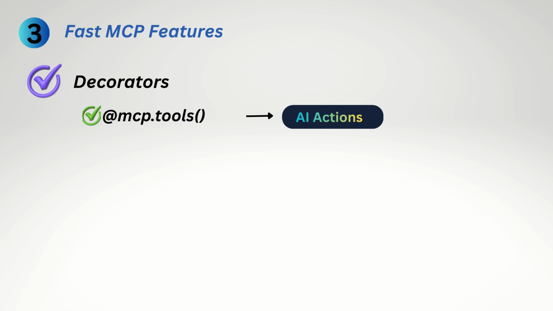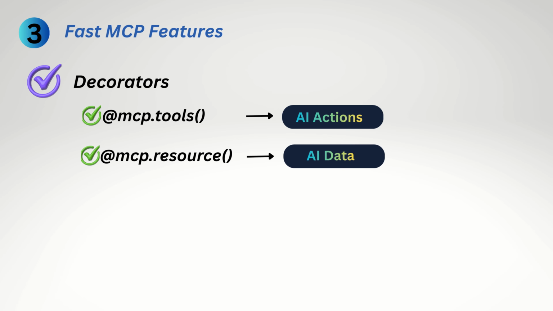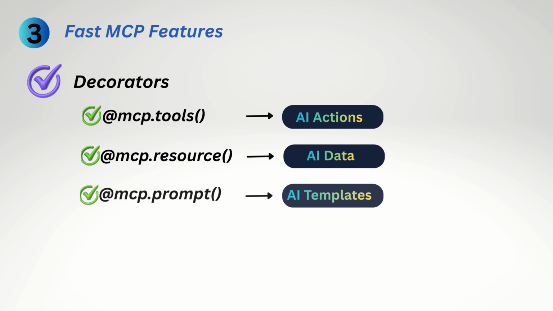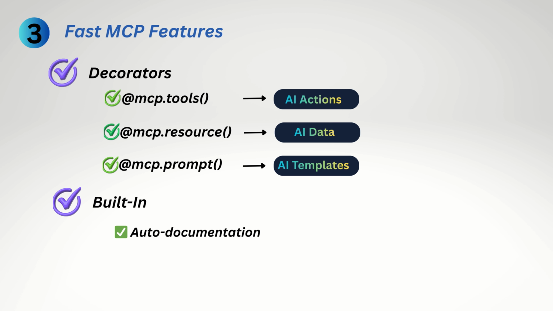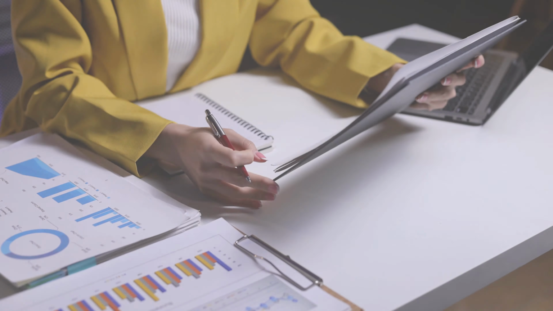FastMCP has several decorators. The tool decorator exposes functions as callable tools. The resource decorator exposes data as a readable resource. The prompt decorator creates a reusable prompt template. It also handles auto documentation from your docstrings, type validation using Python type hints, and both STDIO and HTTP transport are built in. And in the upcoming video, we are actually going to build a custom MCP server using FastMCP to run commands on network devices.